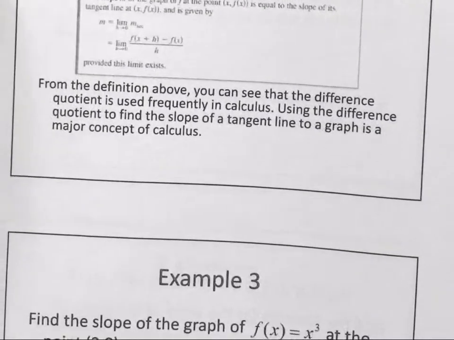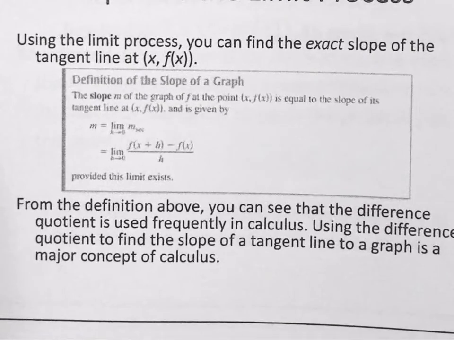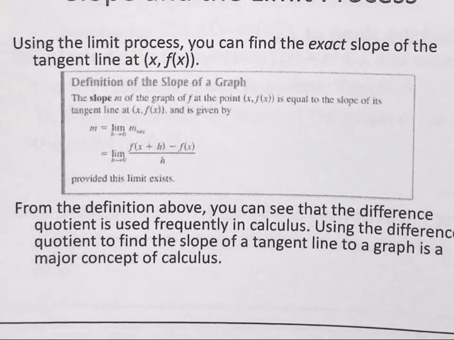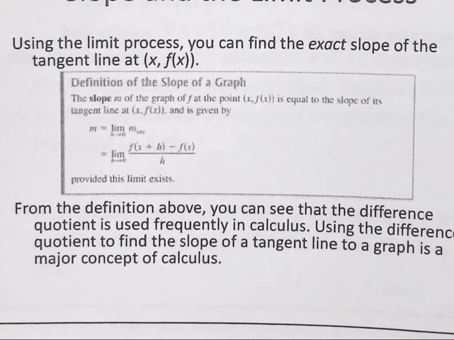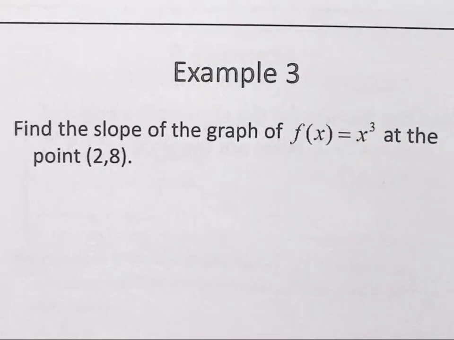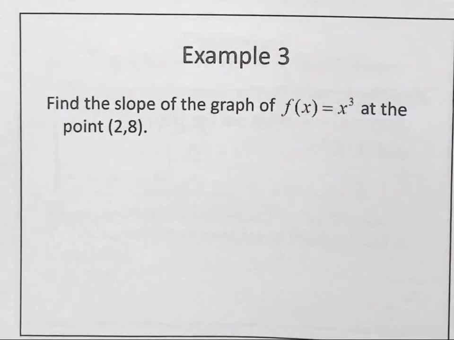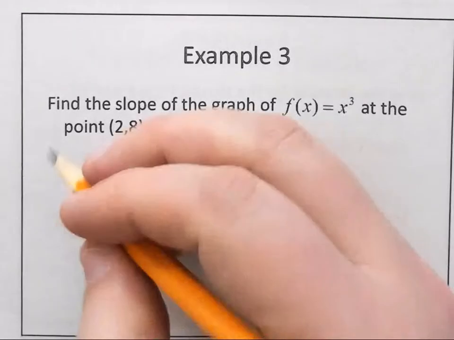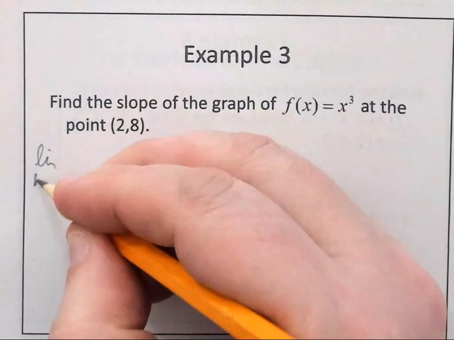So if you want to find the slope of a graph, all you do is take the limit as h approaches 0 of the change in y over the change in x. Does that make sense? So that's what you've actually been doing. If I want to find the slope of this graph at the point (2, 8), I'm just going to go through what we did before. Limit as h is approaching 0.